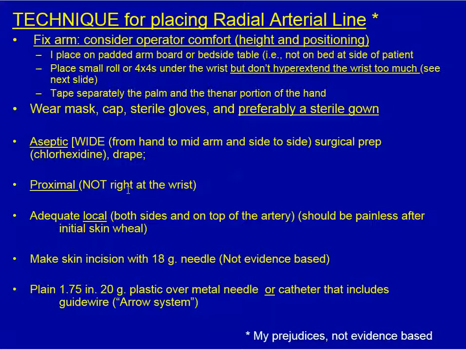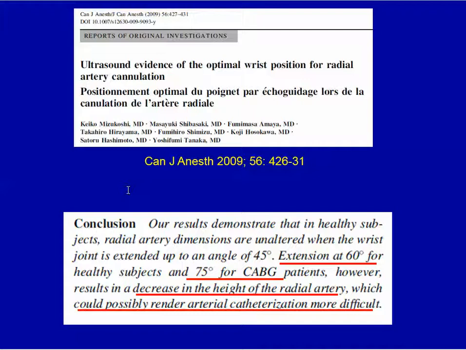It's important to place adequate local, and I make a skin incision with an 18-gauge blunt needle to facilitate passing the catheter through the skin. Now, I think it's important not to hyperextend the wrist, and this was reinforced by an article published a couple of years ago that demonstrated that when the wrist is extended more than 60 degrees, the AP diameter of the radial artery is narrowed.